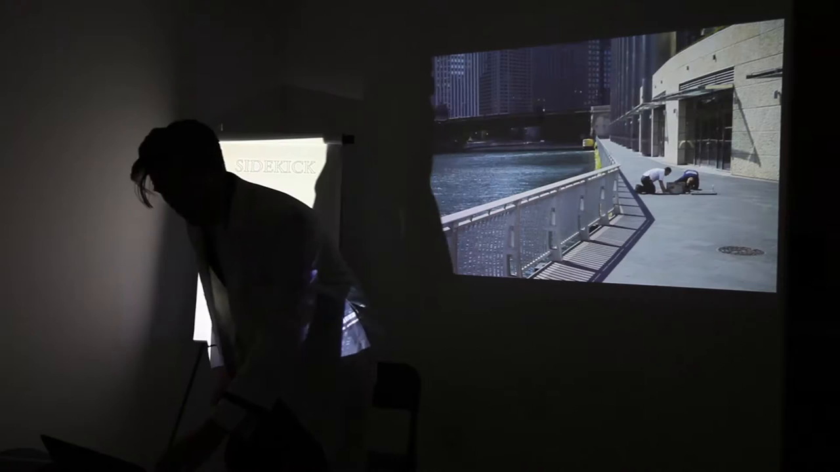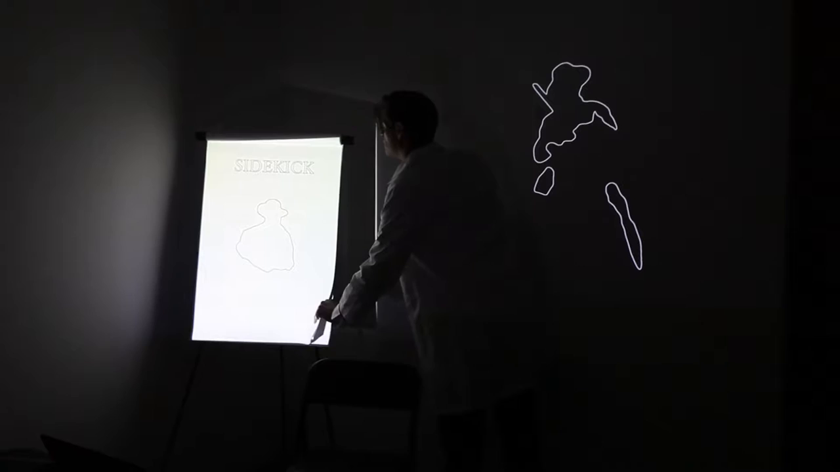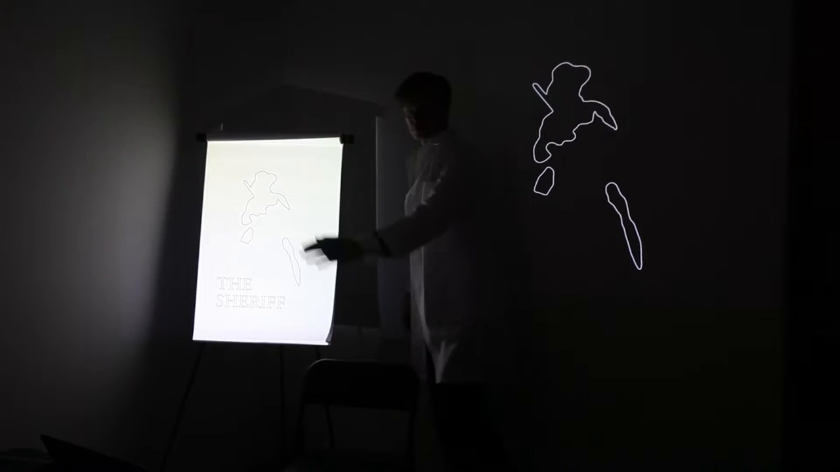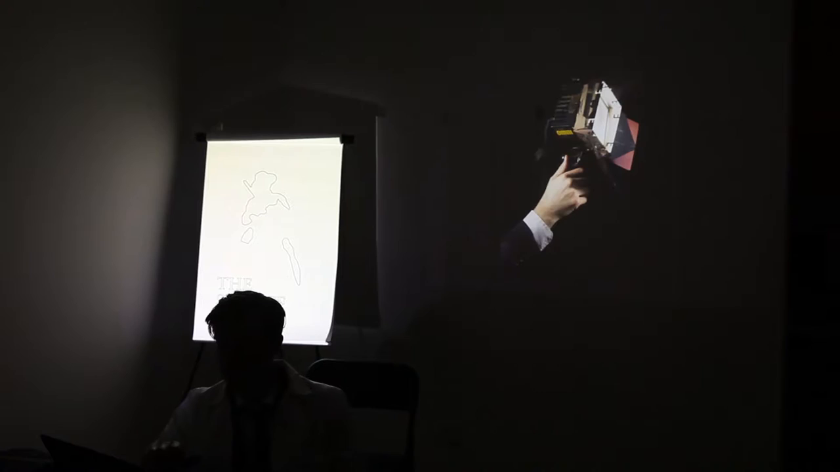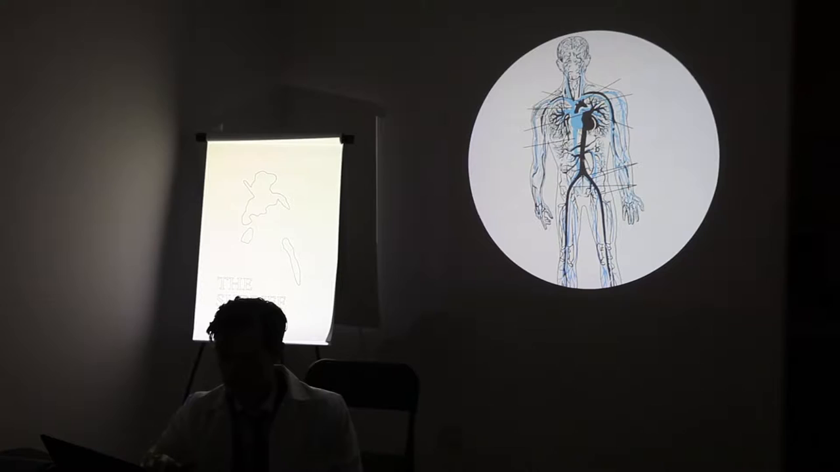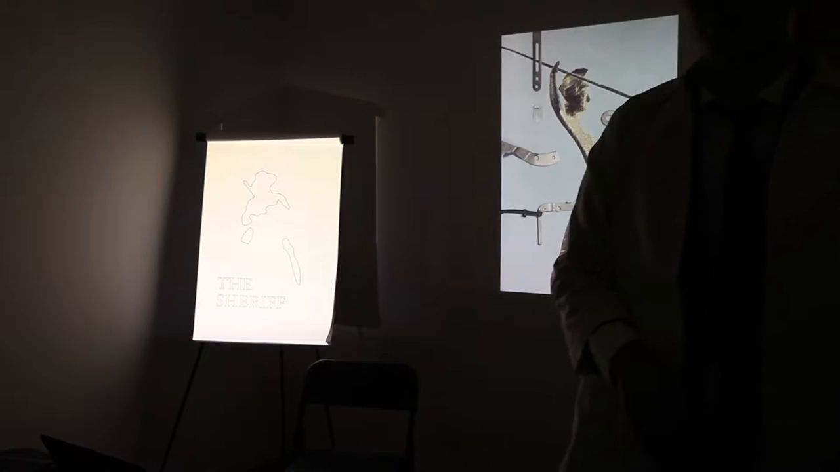Nice summary of the sidekick, which brings us to the sheriff. The despot, the ruler, Damocles, asserting his force. Thoughts on the sheriff? Zach, any ideas?